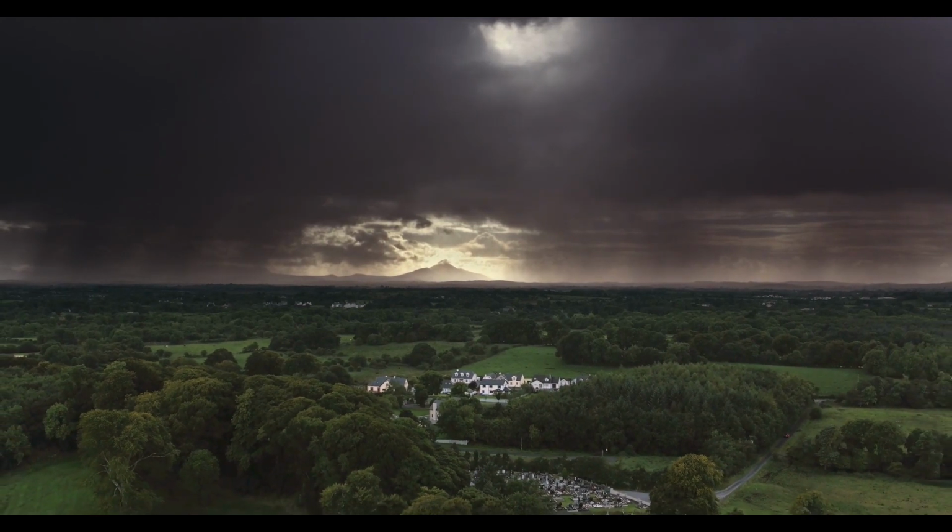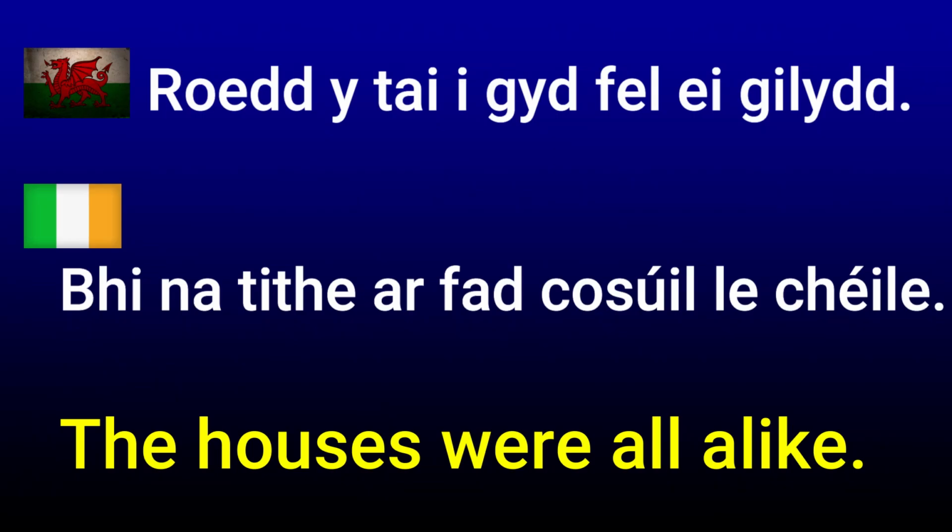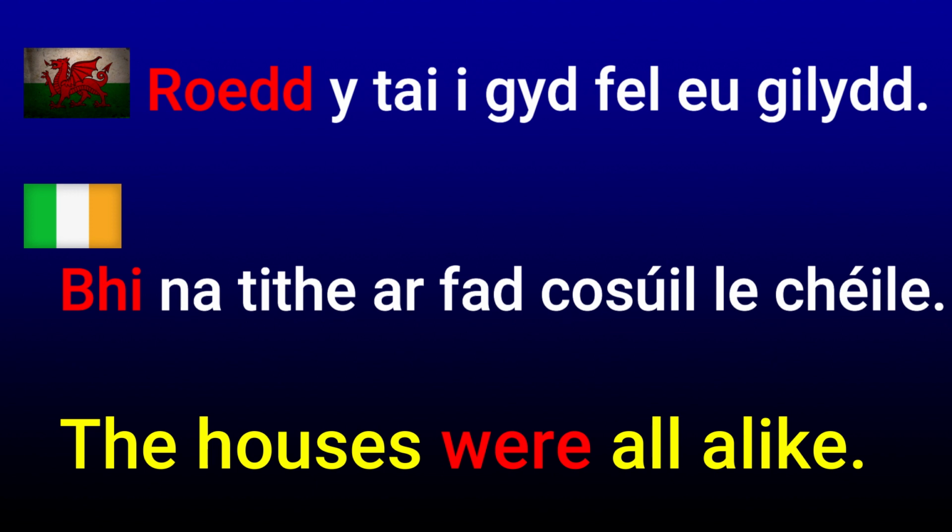The first one. In English, the houses were all alike. And in Welsh, roedd y tai i gyd fel ei gilydd. And in Irish, bhí na tithe ar fad cosúil lena chéile. So there are quite a few similarities here, and this first bit in Irish, bhí.